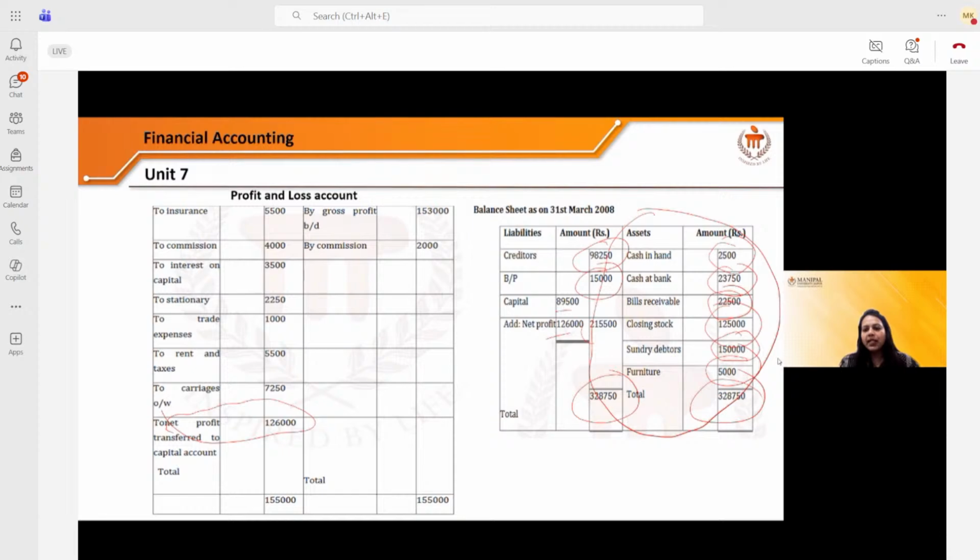People are asking if numerical questions will come in the exam. Yes, they will come in the exam, but not difficult questions, simple questions. Simple questions will come in the exam.